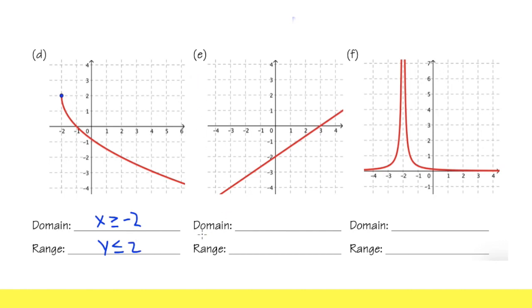For E, well, domain, you see that the line keeps going all the way to the left and also all the way to the right. So the domain is just all real numbers. Right? And for the range, well, this line keeps going all the way down and then all the way up. So for the y value, again, it's just all real values. So I'll just say all real numbers. Like this.